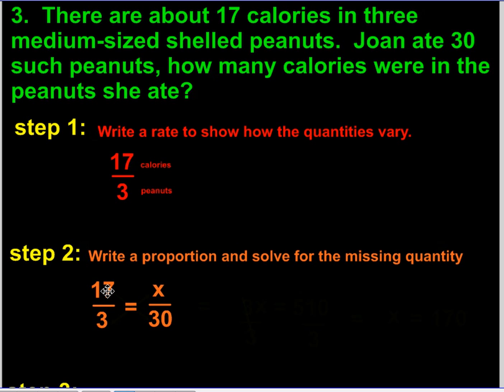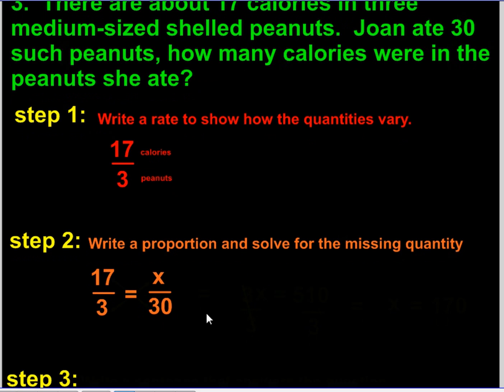So calories were on top. The x for the unknown amount of calories stays on top. The peanuts were on the bottom. So the amount of peanuts she ate stays on the bottom. And so if ever that got switched, these would get switched too. So once we have that, we then want to cross multiply. So we're going to be multiplying 3 times x and 17 times 30.